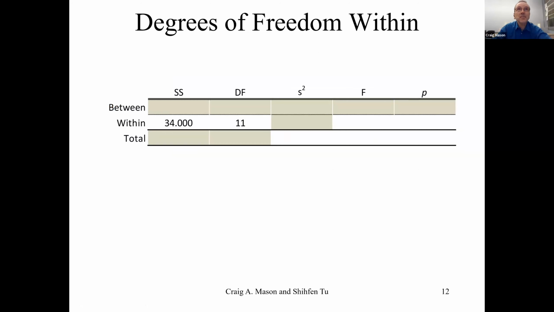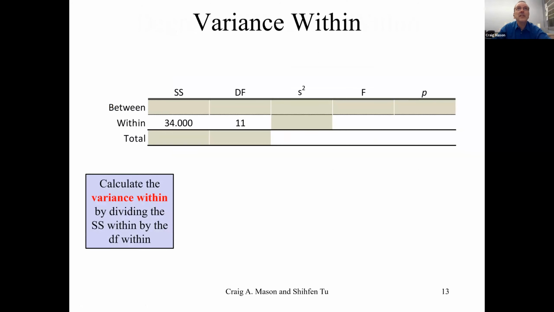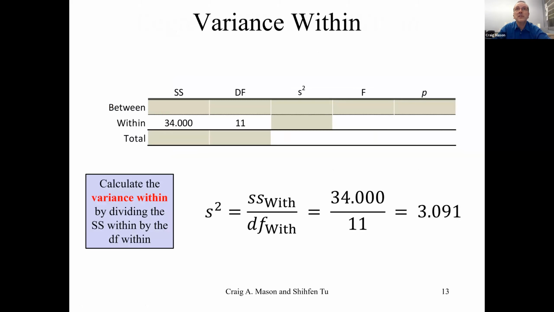Great. And then let's calculate the variance within. That is straightforward. We just divide the sum of squares within by the degrees of freedom within. 34 divided by 11 gives us 3.091. That's our variance within, the S squared, 3.091. Great. So we've done the within statistics.